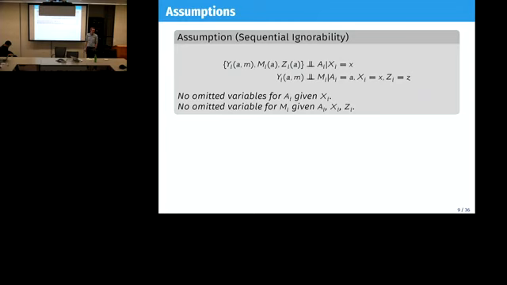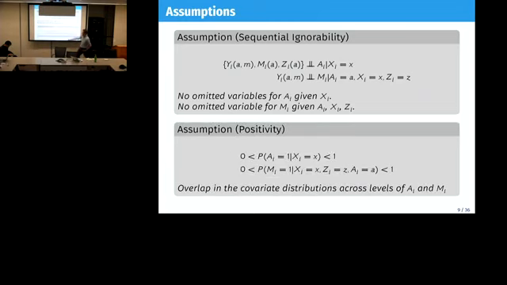Okay. The second assumption that we're going to make is a positivity assumption, which says that conditional on any covariate level that has positive probability, we're going to assume there's a positive probability of observing both levels of A and both levels of M. When we think back to the matching literature, that just means there's overlap in the covariate distributions across levels of A for the baseline covariates, and overlap across levels of M for all these other variables. So these are basically common support assumptions.